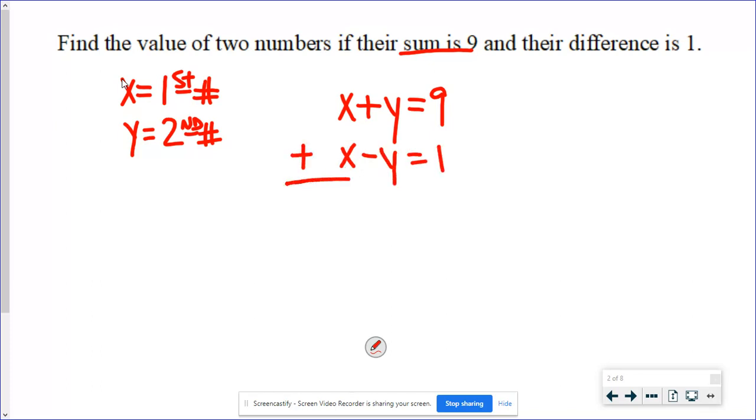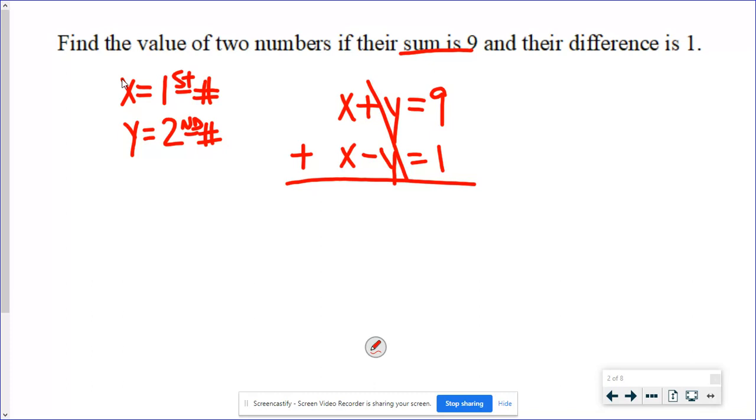Now, I hope that you can see why this kind of problem is one of my favorite kind of story problems to do with systems. Because right now, I've got very simple, short, little equations. And my y's are already opposites. I've got a plus y and I've got a minus y, or a positive 1y and a negative 1y. When I add these two together, the y's are going to go away.